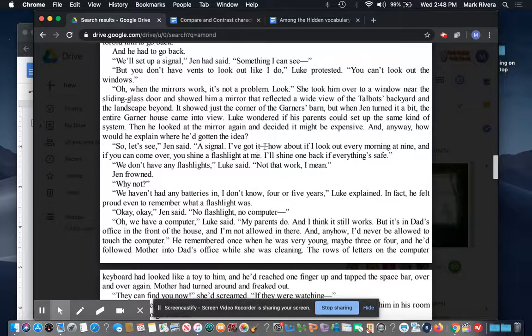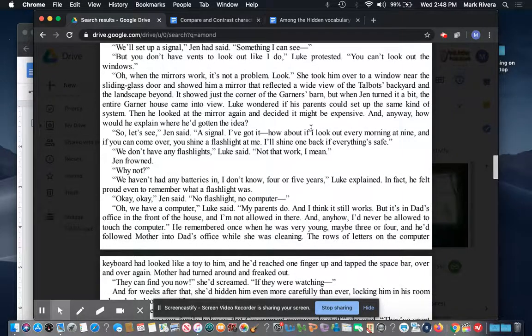"Oh, when the mirrors work, it's not a problem. Look." She took him over to the window near the sliding glass door and showed him a mirror that reflected a wide view of the Talbots' backyard and the landscape beyond. It showed just the corner of the Garner's barn, but when Jen turned it a bit, the entire Garner house came into view. Luke wondered if his parents could set up the same kind of system. Then he looked at the mirror again and decided it might be expensive. Anyway, how would he explain where he'd gotten the idea?